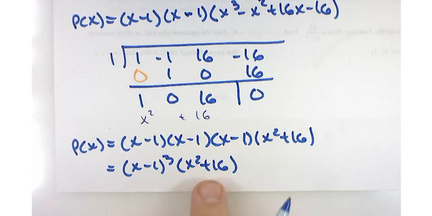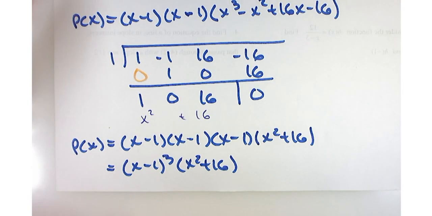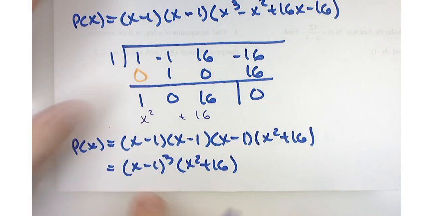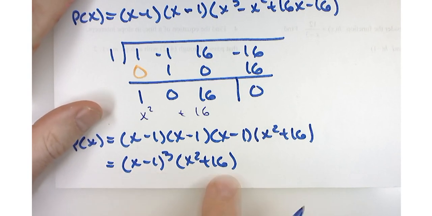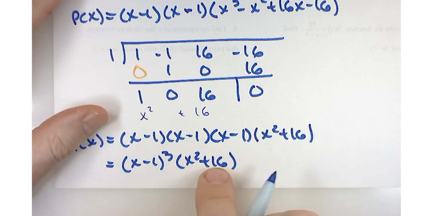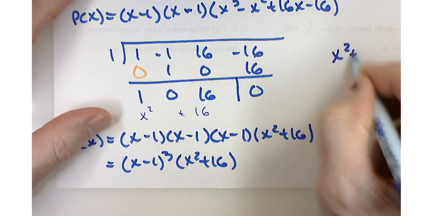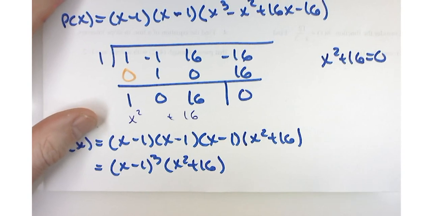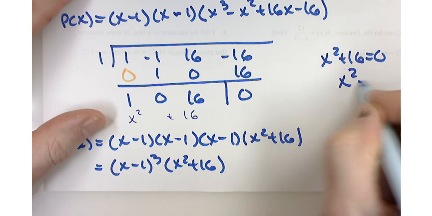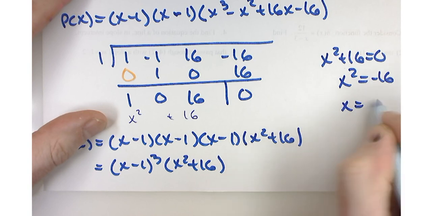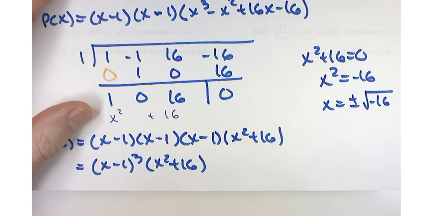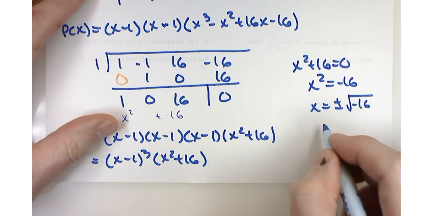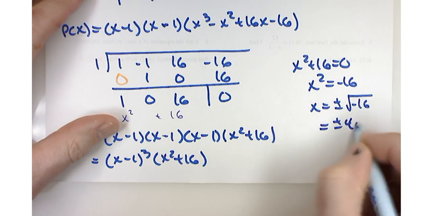Let's see what we can do with this. I think the problem asks us to find all the zeros. We know where 3 of them are, right? 3 of them are up here at x equals 1. The other possibility is we get zeros from this. So now we need to find out where x squared plus 16 equals 0, which means x squared equals negative 16. If you take plus and minus the square root of both sides, what's the square root of negative 16? Plus or minus 4i.